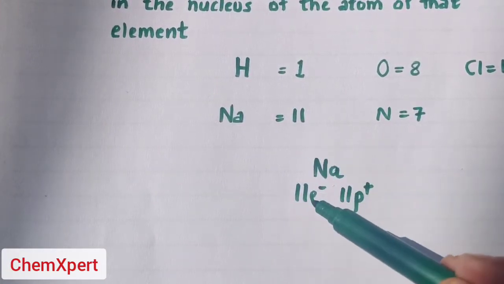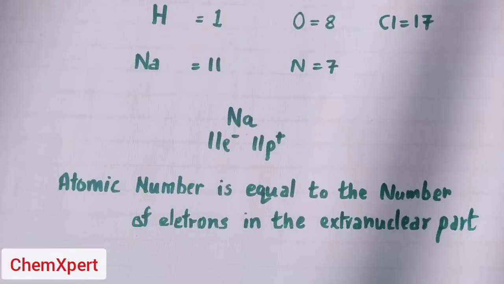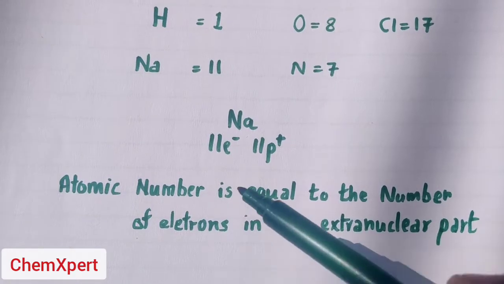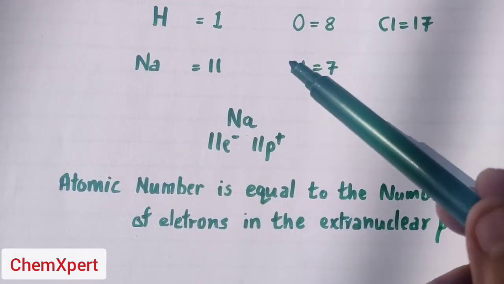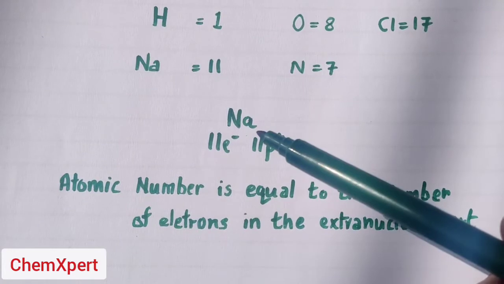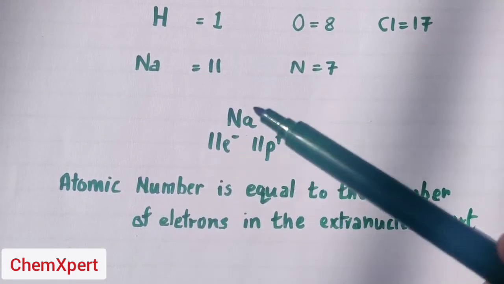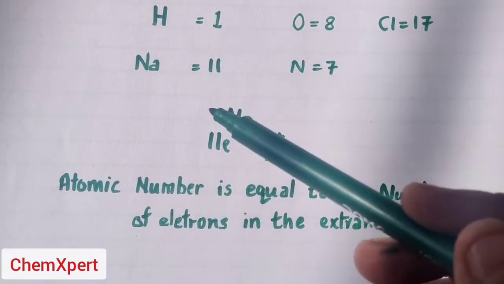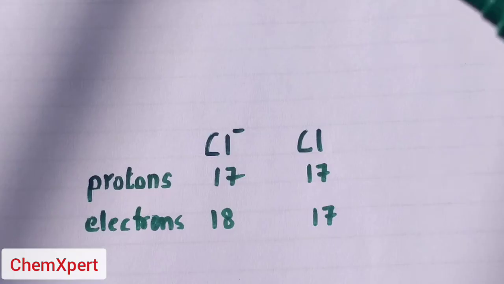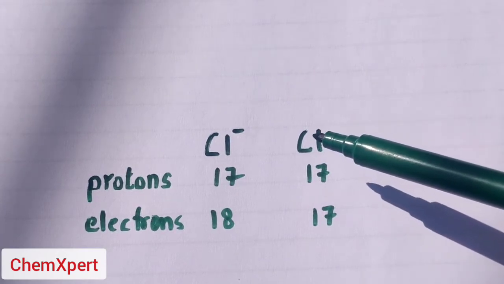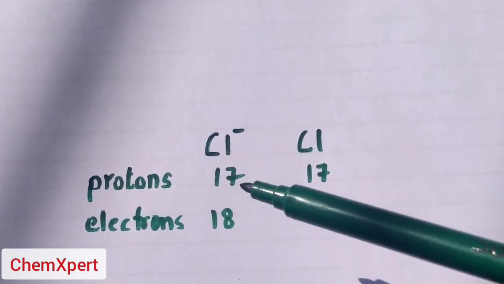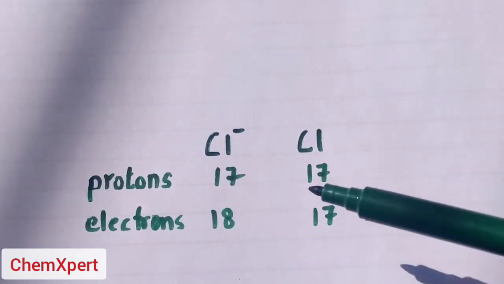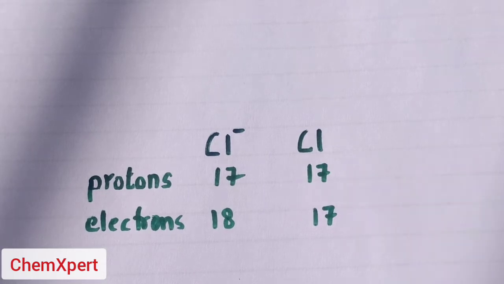So in terms of electrons, we can say the atomic number is equal to the number of electrons in the extranuclear part, or we can say in the neutral atom. So in a neutral atom, the atomic number is equal to the number of protons as well as the number of electrons in it. But for the electrons, the condition must be that the atom should be neutral. Just for example, when chlorine is neutral or even charge carrying, the protons will remain the same but electrons change. So atomic number is always considered equal to the number of protons.